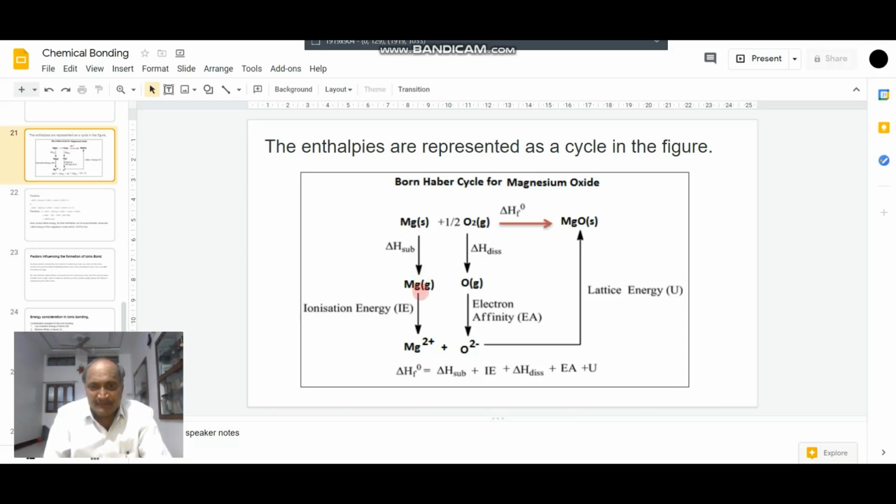So in the second step, the gaseous magnesium atom is again subjected to ionization. For the ionization of atomic magnesium in a gaseous state to a magnesium ion in a gaseous state, we have to supply a certain amount of energy called ionization energy. Here the ionization of magnesium will take place in two different steps.